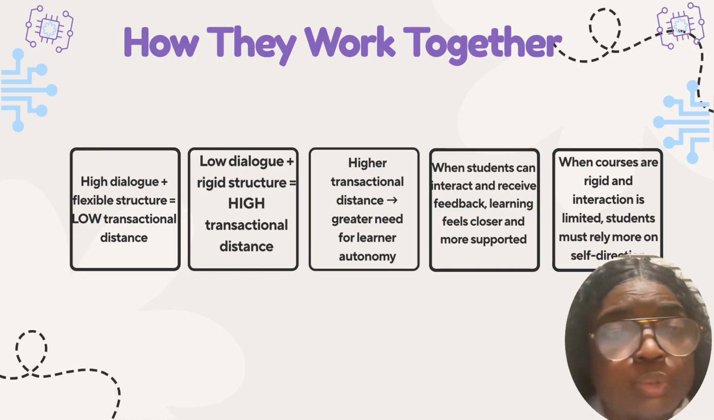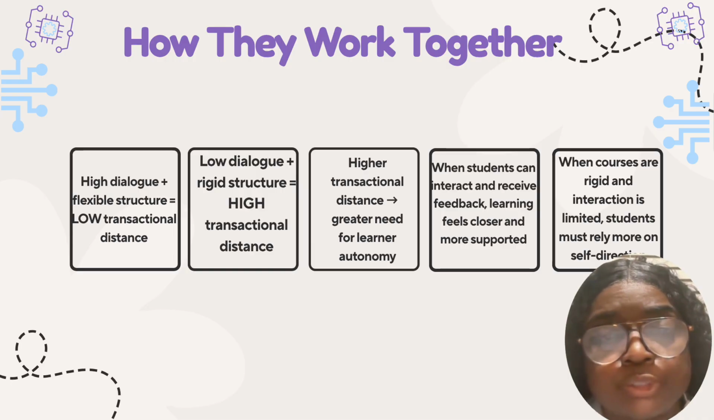In other words, when students can interact and receive feedback, learning feels closer and more supported. When courses are rigid and interaction is limited, students must rely more on self-direction. And when distance is high, students are basically on their own.